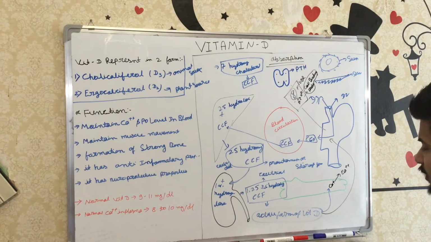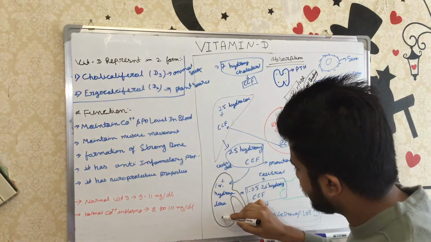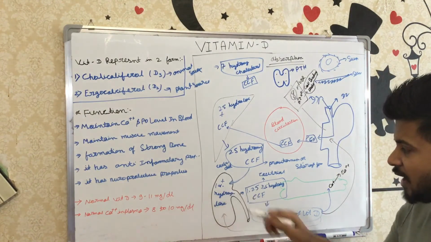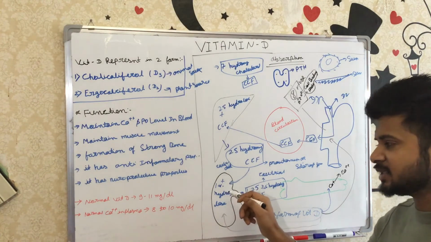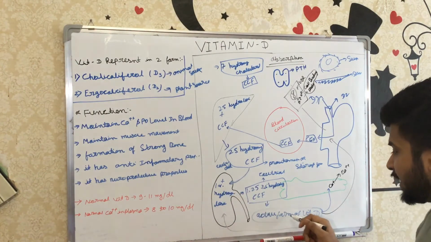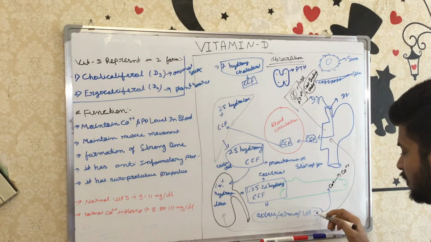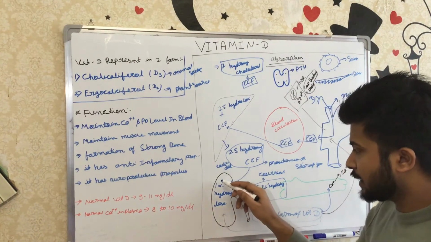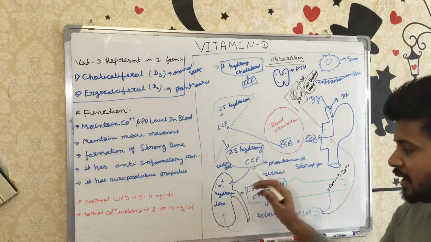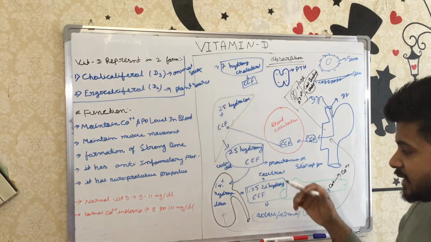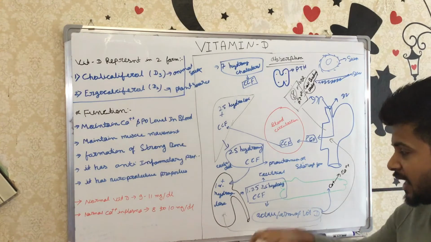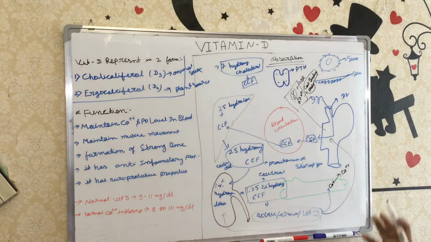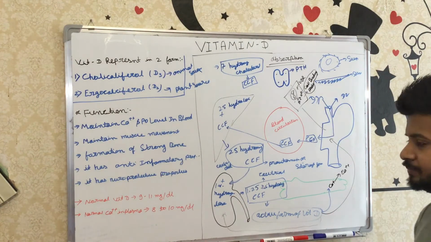Third function: the active form of vitamin D will go to the kidney. First it stimulates the 1-alpha hydroxylase, meaning without the help of this enzyme we will not get the active form of vitamin D, and then the active form will maintain the calcium level. In the nephron, whatever calcium is being secreted in the urine, it will reabsorb and send into the blood. So this is the third function. These three functions are done by the active form of vitamin D.